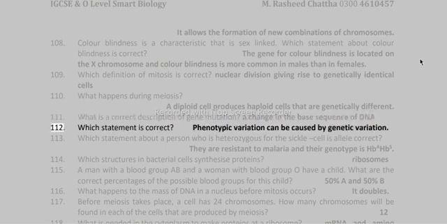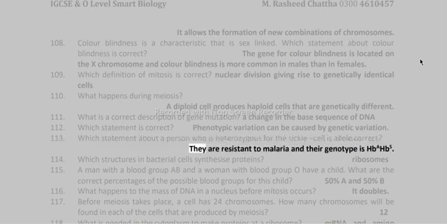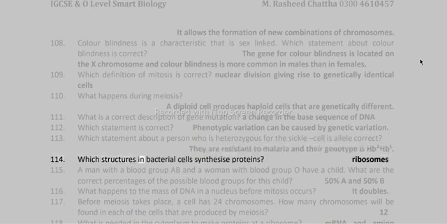112. Which statement is correct? Phenotypic variation can be caused by genetic variation. 113. Which statement about a person who is heterozygous for the sickle cell allele is correct? They are resistant to malaria and their genotype is HbA HbS. 114. Which structures in bacterial cells synthesize proteins? Ribosomes.